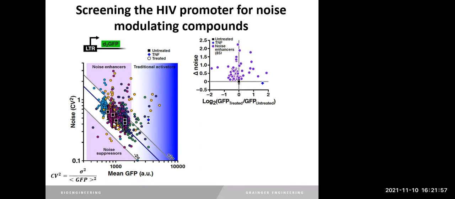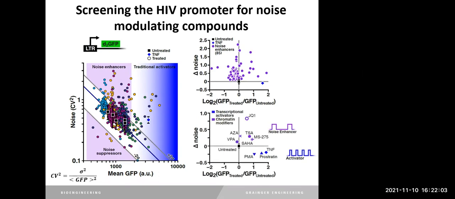In addition to the compounds detected in the screen, there were control compounds that were also tested. There were known chromatin modifiers. These are histone deacetylase inhibitors, methyltransferase inhibitors, and bromodomain protein inhibitors, and all these chromatin modifiers were shown to enhance noise of the promoter. And then there were known transcriptional activators of the LTR promoter through its NF-kappa B sites. These are PKC agonists such as TNF, prostratin, and PMA that decrease noise while increasing the mean. So they're activating the promoter.